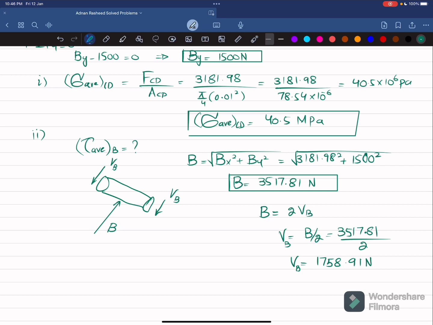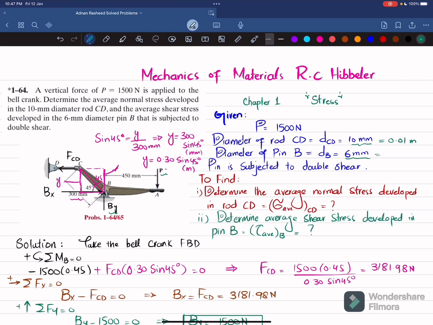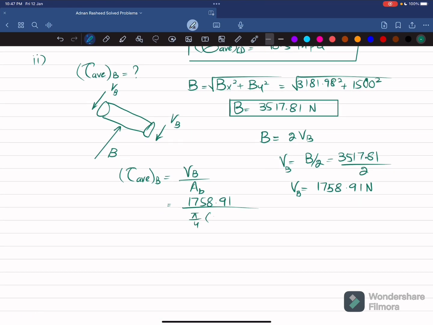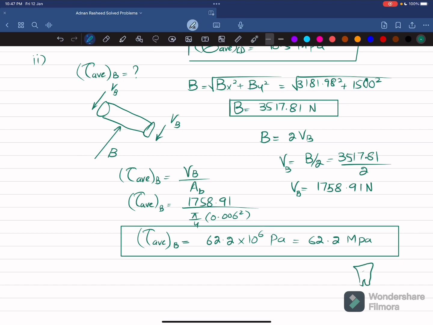Now you have the shear force. We know that average shearing stress is equal to shear force divided by shear area, which is the area of this pin B. So put the value 1758.91. The diameter of this pin is given as 6 millimeter, which is equal to 0.006 meter. So the area is pi by 4 d square, d is 0.006 square. When you calculate it, it will give you 62.2 into 10 to the power 6 Pascal, and in terms of megapascal, it will be 62.2 megapascal. And that is the answer of our second part.